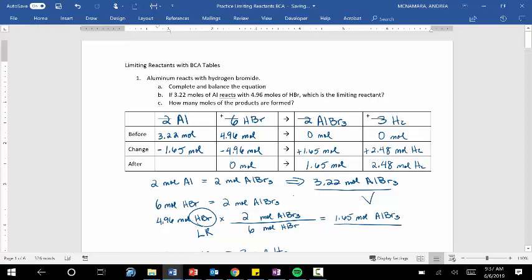So I actually don't have 0 moles of aluminum left. I actually have leftover aluminum, or excess aluminum, right? And if I do the math, I have 1.57 moles of aluminum left.